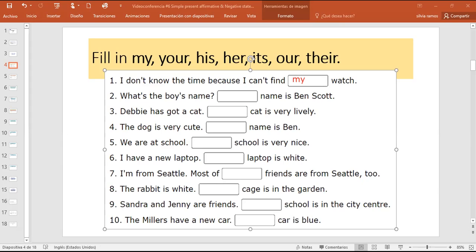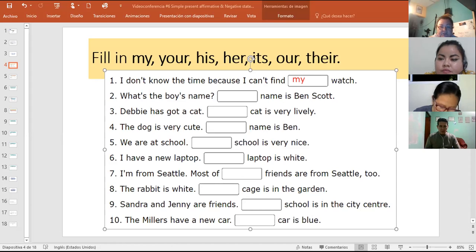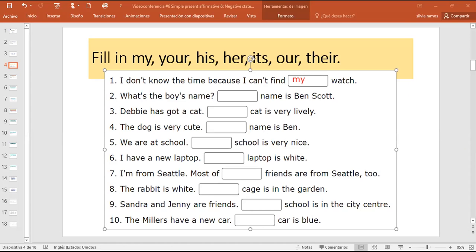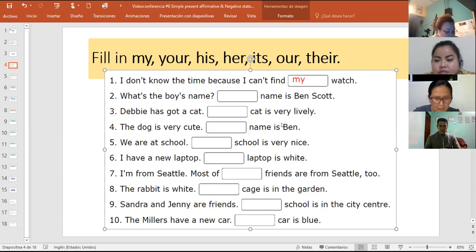Tell me if you have questions, vocabulary or anything, vocabulario o cualquier otra pregunta que tengan acerca del ejercicio. We're going to do a lot of grammar. Este día vamos a hacer bastante gramática, chicos. Así que, be ready.